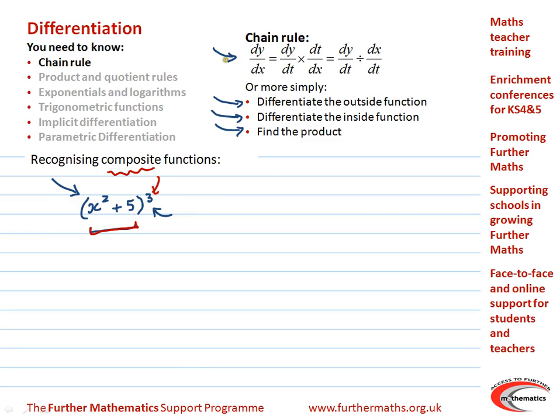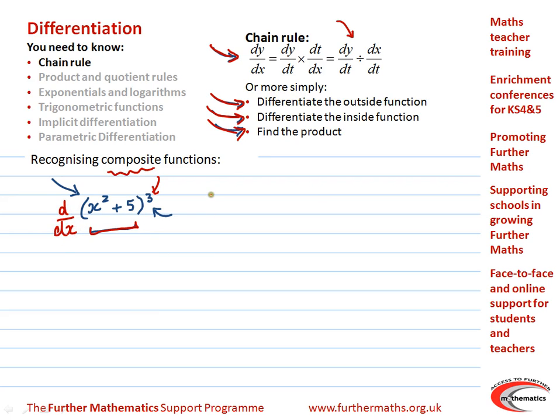When you're using the chain rule, the theoretical version of it is that in order to differentiate y with respect to x, you can first differentiate it with respect to t and then multiply by dt/dx. And that's often calculated as dy/dt divided by dx/dt. But we can think of that more simply as differentiating the outside function, differentiating the inside function, and then finding the product of the two. So let's do that for this expression that we've got here.